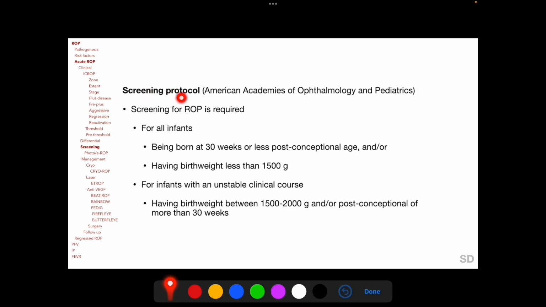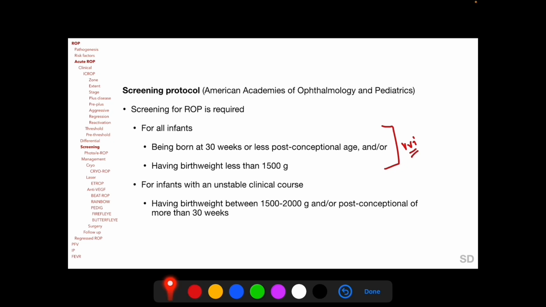The screening protocol recommended by American Academies of Ophthalmology and Pediatrics required screening for ROP for all infants being born at 30 weeks or less post-conceptional age and or having birth weight less than 1500 grams, and this is very important to remember.